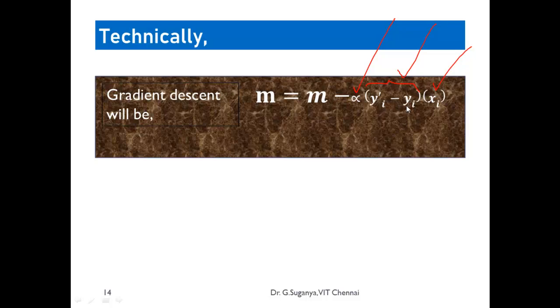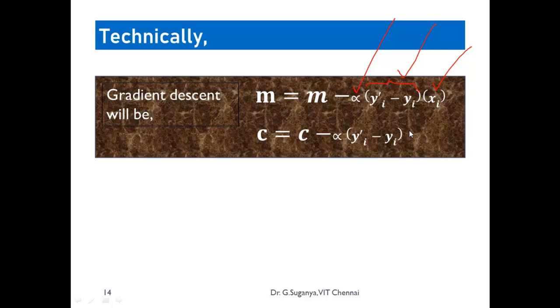Similarly, the intercept has to be changed by c is equal to c minus alpha into the difference. Why has xi not come? Because there is no attribute associated with it; it is the common intercept that we feel should be there in the data. So this is about your gradient descent.